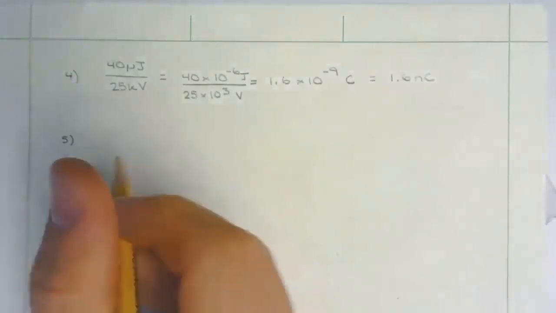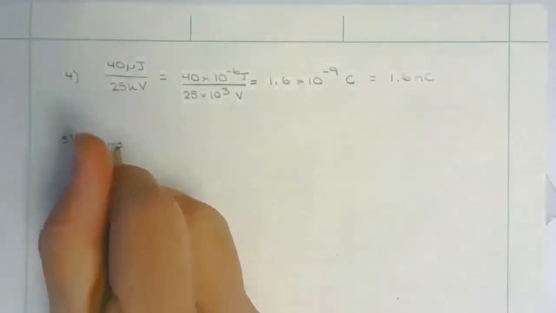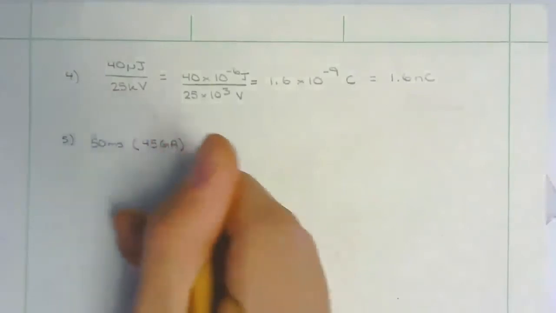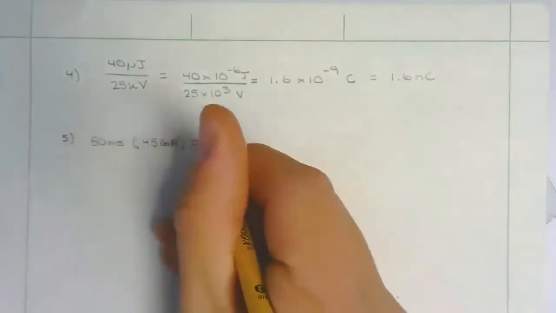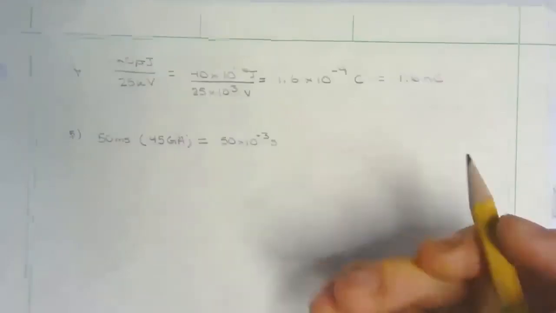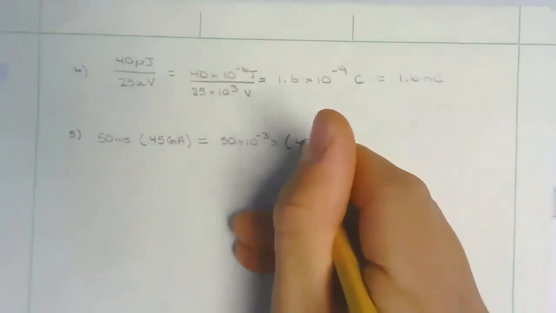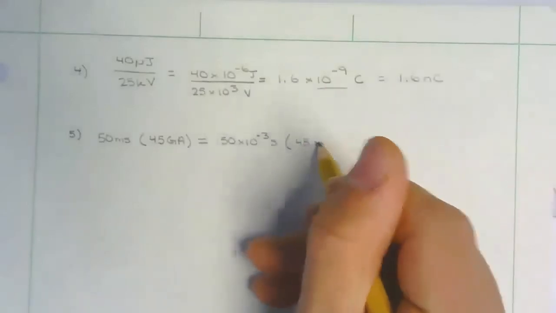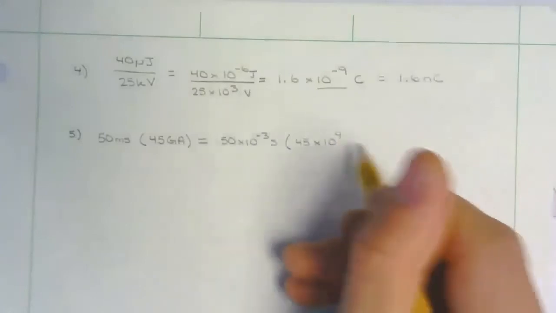5. We have 50 milliseconds and 45 gigaamps. Giga, something really cool. If you're into computers at all, you've heard gigahertz. This is the same idea of giga. So we have 50 milliseconds, 50 times 10 to the negative 3 seconds. And we have 45 giga. Giga is like nano, but it's the opposite. It's going to be times 10 to the 9, positive 9 amps.